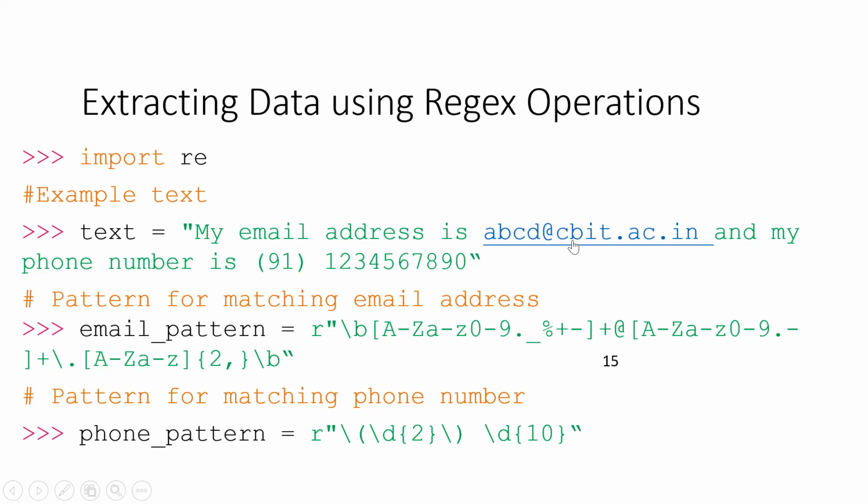After the @, again you have a set in brackets. Here also you can mention whether you want small letters or capital letters or 0 to 9 or a dot. Whatever you write inside these brackets can be taken here: small letters, capital letters, digits. After this, again a plus symbol, and then there is a dot, so you have to escape it with \.